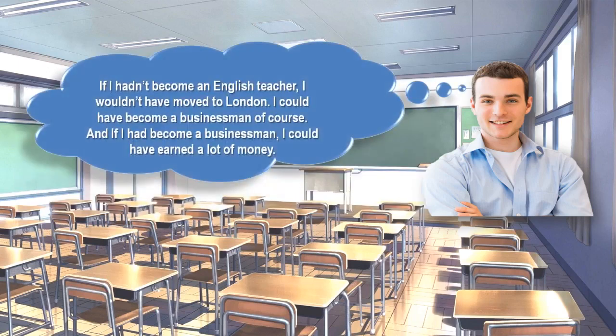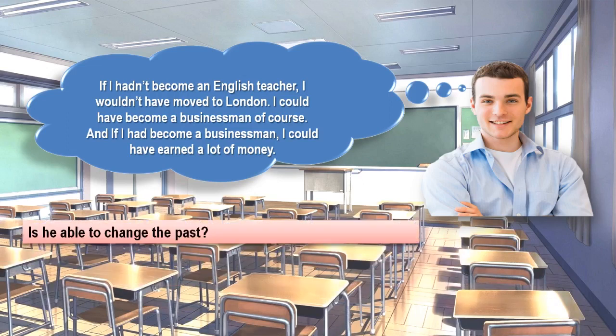Now let's see, what is John thinking about? So let's read this text to know what he's thinking about. If I hadn't become an English teacher, I wouldn't have moved to London. I could have become a businessman, of course. And if I had become a businessman, I could have earned a lot of money. So I just want to ask a question. Is he able to change the past? Of course no. He cannot change the past.